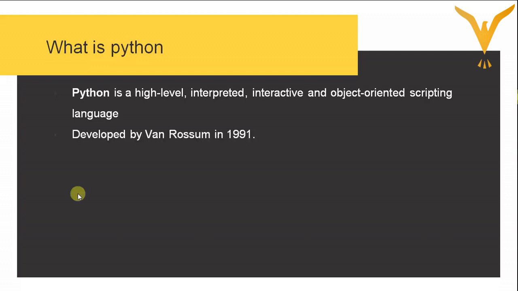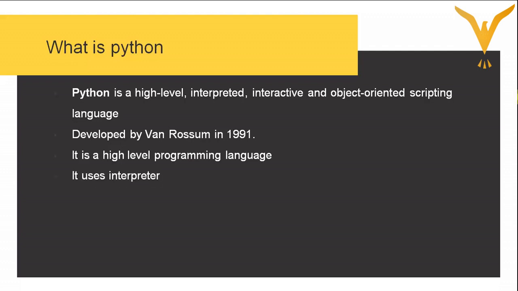Now Python was basically developed by Guido van Rossum in the year 1991. Okay, so he is the founder of the Python programming language. So it is a high level programming language. It uses an interpreter, that's why we call it an interpreter. It is easy for a programmer, sorry. Okay, that means it is very user friendly.